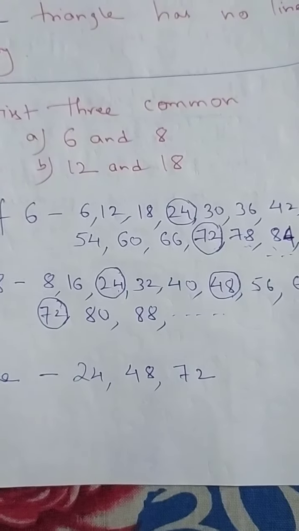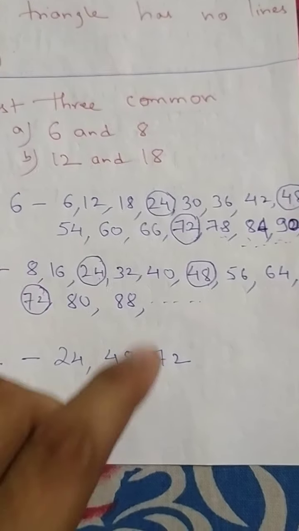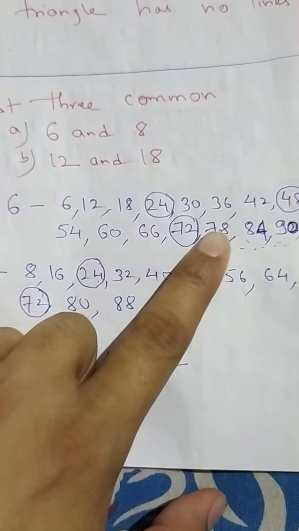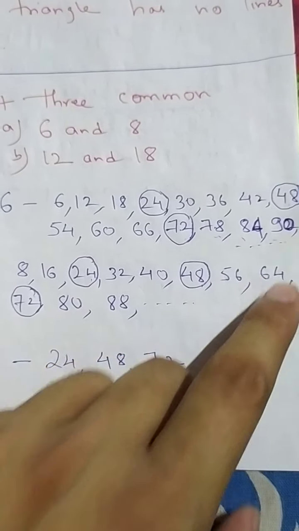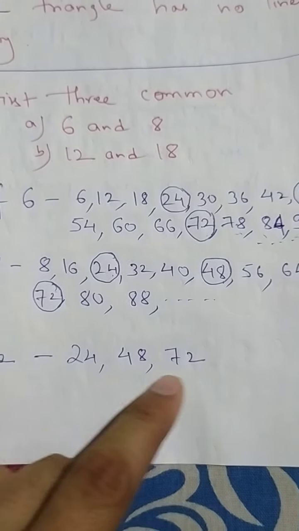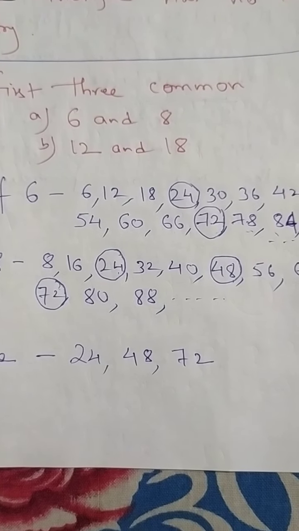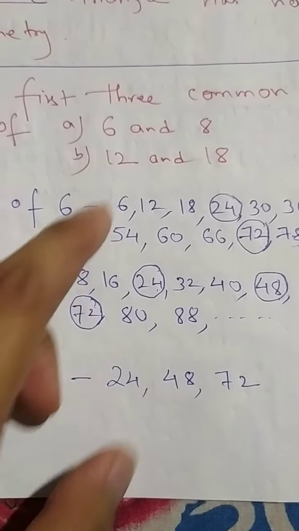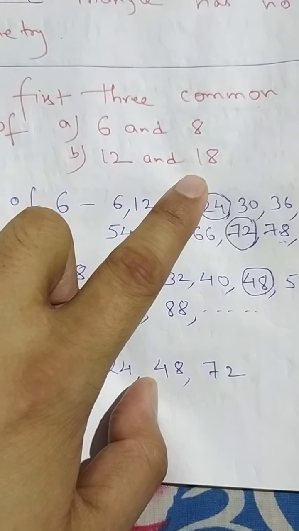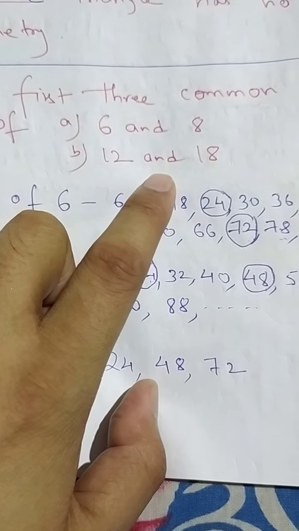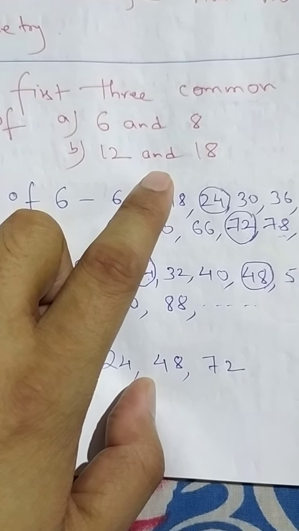Okay. So what is the technique? At first you have to write down the multiples at least up to 10 or 15, and then you have to search for the common 3 multiples. Okay. The next question is 12 and 18. You have to write down the first 3 common multiples of 12 and 18.